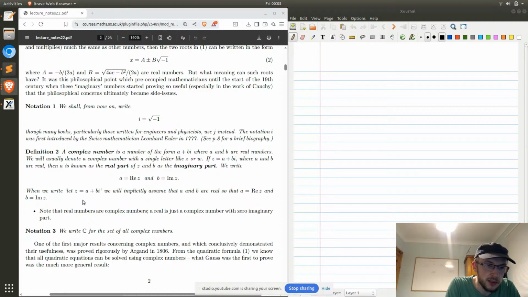Note that real numbers are complex numbers. A real is just a complex number with 0 imaginary part.